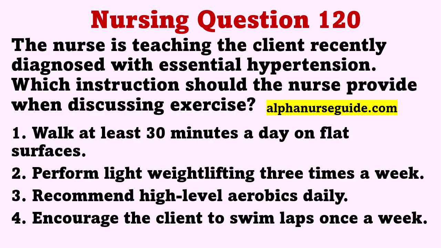Walking 30 to 45 minutes a day will help to reduce blood pressure, weight, and stress, and will increase a feeling of overall well-being. Isometric exercises should be discouraged because performing them can raise the systolic blood pressure. The client should walk, cycle, jog, or swim daily, but high-level aerobic exercise may increase the client's blood pressure. Swimming laps is recommended, but it should be daily, not once a week.